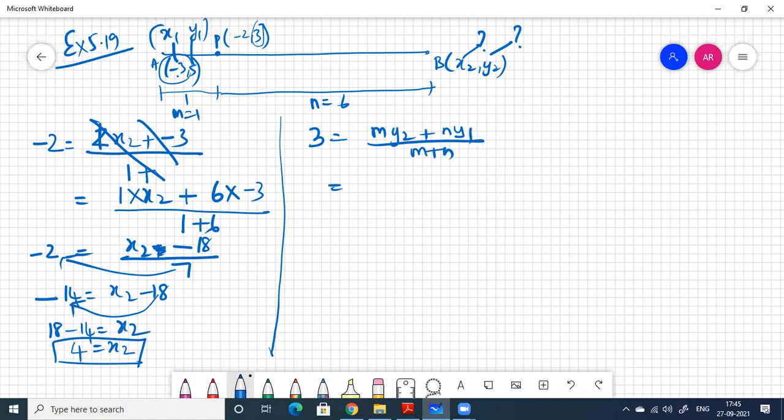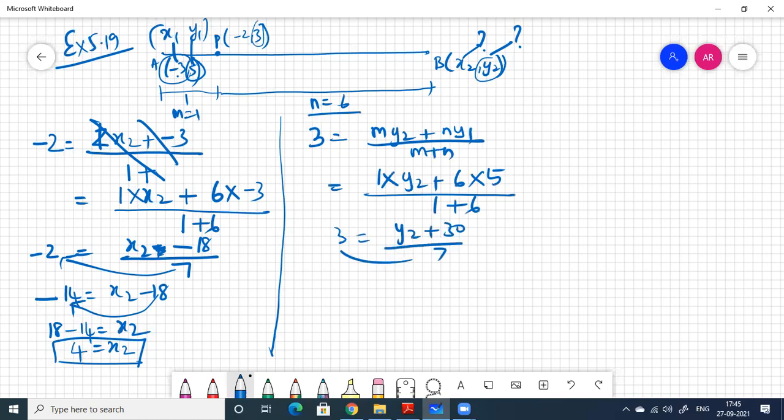M is 1. 1 into y2, what y2 we don't know. 1 into y2 plus n is 6, 6 into y1. What is y1? y1 is 5. 6 into 5, divided by m is 1, n is 6. That is y2 plus 30 divided by 7 equal to 3.